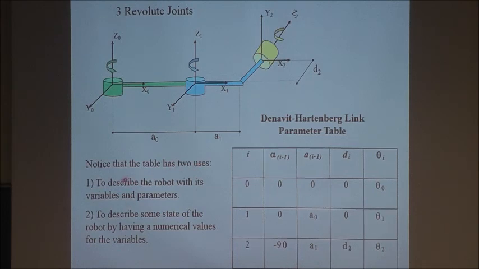So you have 2 uses for that. One, to describe the robot with its variables and parameters. Two, to describe some state of the robot by having numerical values for the variables. Okay. So when you begin simulating a robot like this on the toolbox, you actually have a mechanism to find the trajectory of A1, D2, and theta 2 moving from point A to point B, or between time T0 and Tf. Okay.